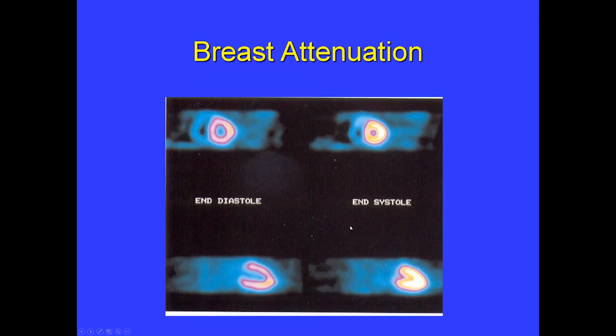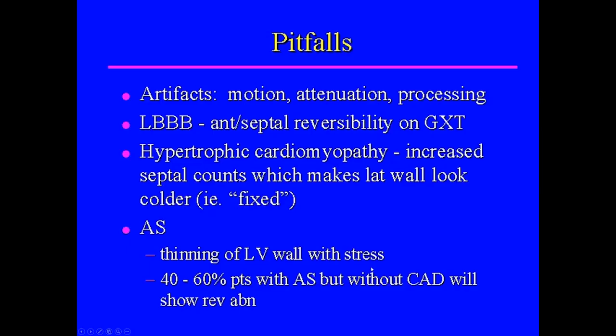Similarly, you get some situations in breast attenuation where you can see there's a little bit of decreased counts in the anterior wall compared to the inferior apical regions, but on systole, those counts improve, and the walls move in very nicely together and symmetrically, which would indicate that this is again an artifact due to breast attenuation.